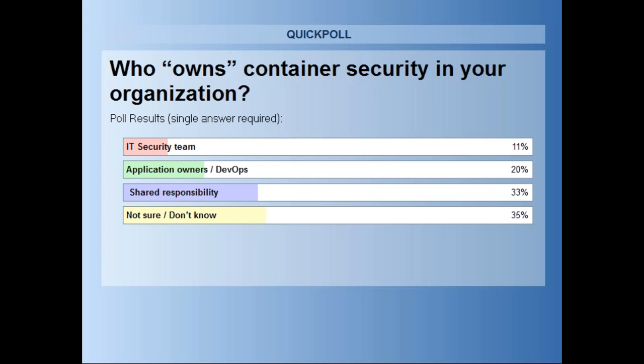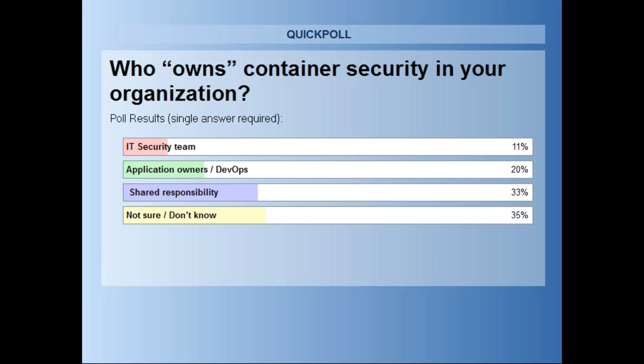More than a third of you say not sure and don't know, and then about another third say it's a shared responsibility, which can be a good thing as long as, I guess, Ronnie and Randy, responsibilities are clearly delineated. Otherwise, it becomes a mishmash. And then application owners and DevOps, 20% own it, and last but not least, or maybe least, security teams at 11%. Ronnie, what do you think?